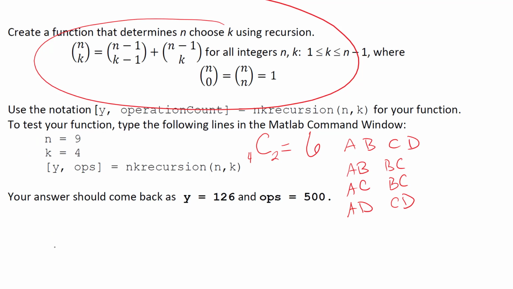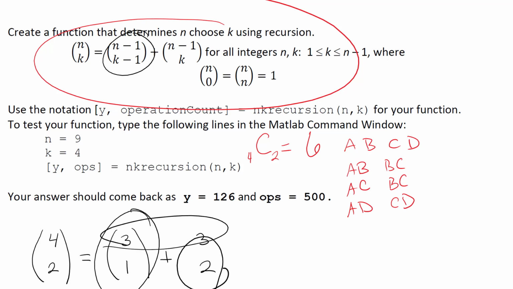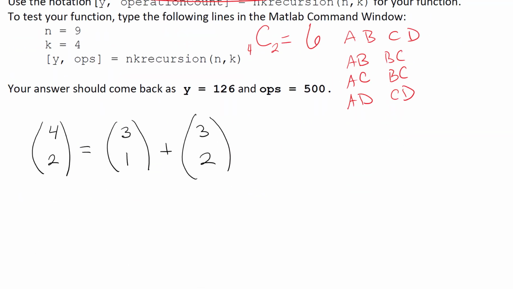Okay, so first of all, I'm going to have 4 choose 2. 4 choose 2 is going to be equal to n minus 1, k minus 1, so 3 choose 1, plus 3 choose 2, because the k stays the same on the second time. So you decrease both of them here, and then you keep this number and keep this number. That's how that works. We only quit when either both of the numbers are the same or the bottom number is 0, which isn't happening right now.